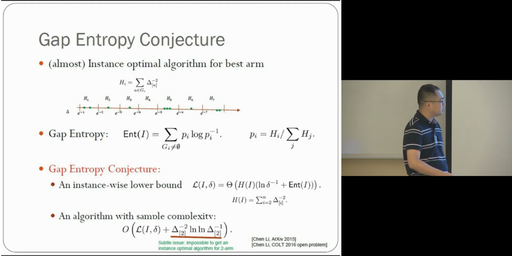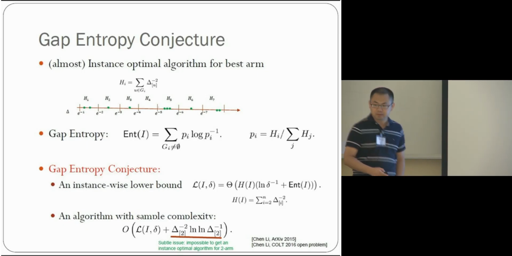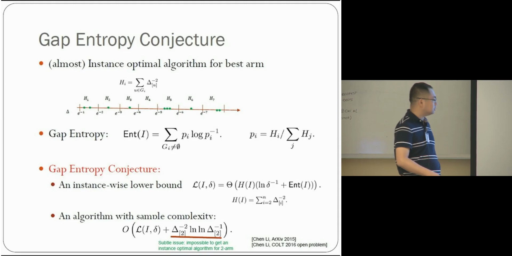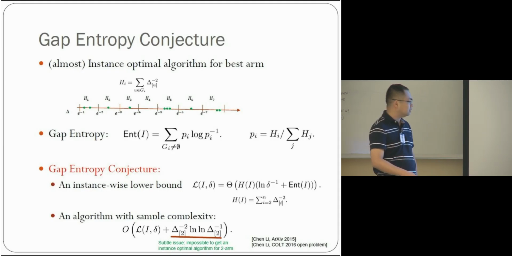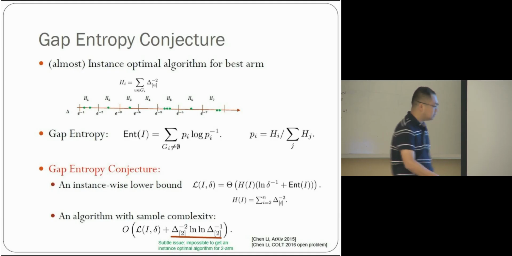The first part is just the summation of the gaps, H1, so the first part is just the Mannor-Tsitsiklis lower bound. The second part is new, and it is related to the entropy term. We also conjecture that there should be a corresponding algorithm that can achieve this lower bound plus the two-arm bound. So this is optimal for two arms. And there is a little subtlety.